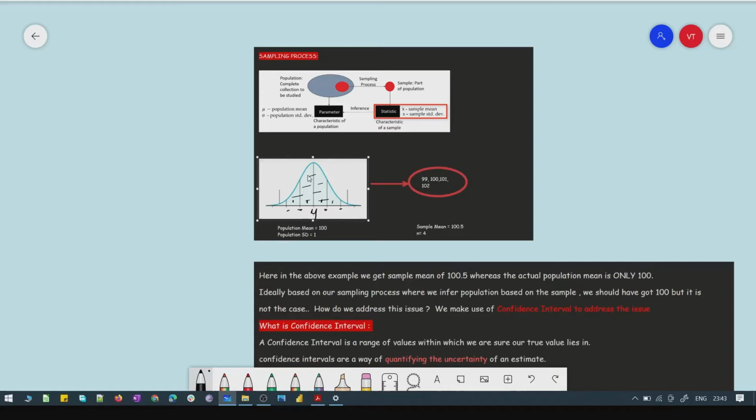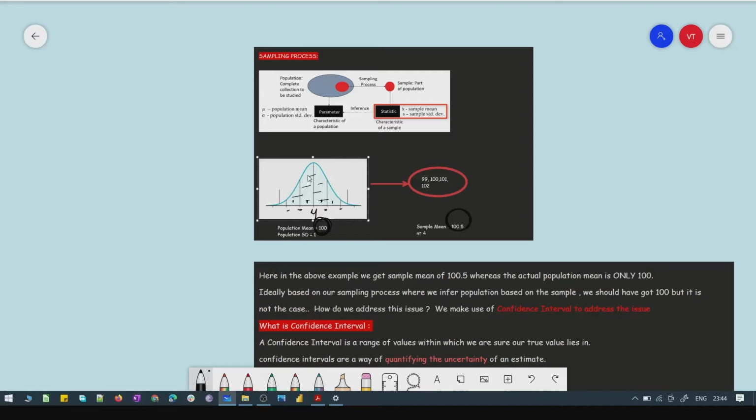And what I have done is I have taken some random samples: 99, 100, 101, and 102. There are 4 elements in this particular sample, and the mean comes to about 100.5. If you look carefully here, the mean for the population is 100, whereas the mean for the sample is not 100, it is 100.5. There is a difference. Ideally, it should match, right?